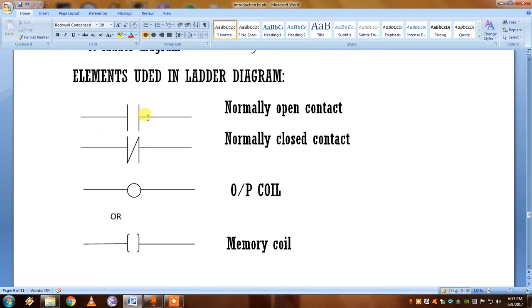This is an NO contact, which is a normally open contact. This is the NC contact, which is a normally closed contact. This is the output coil, and this is the memory coil. It can be any of those.